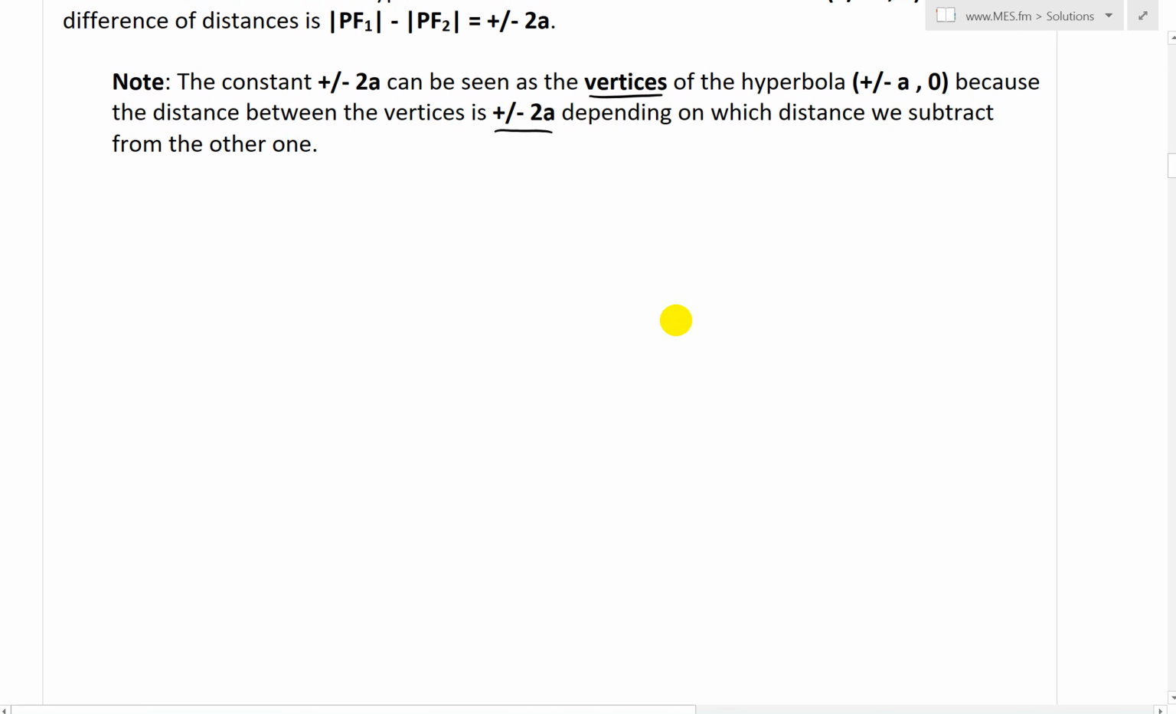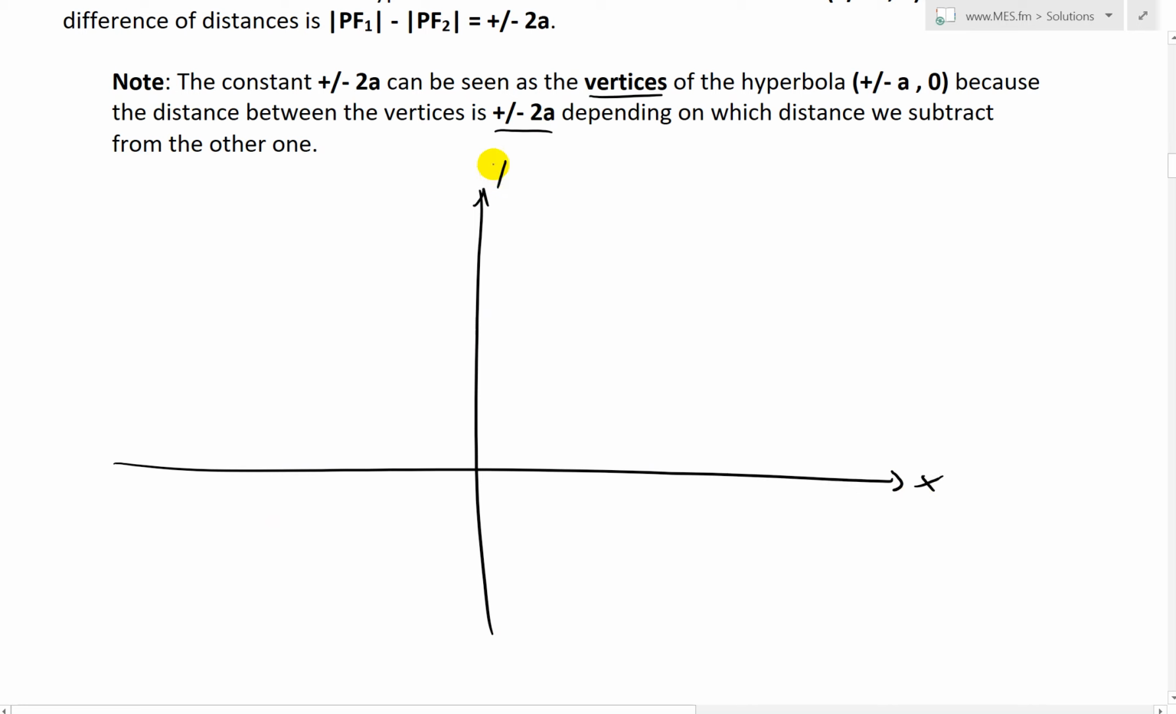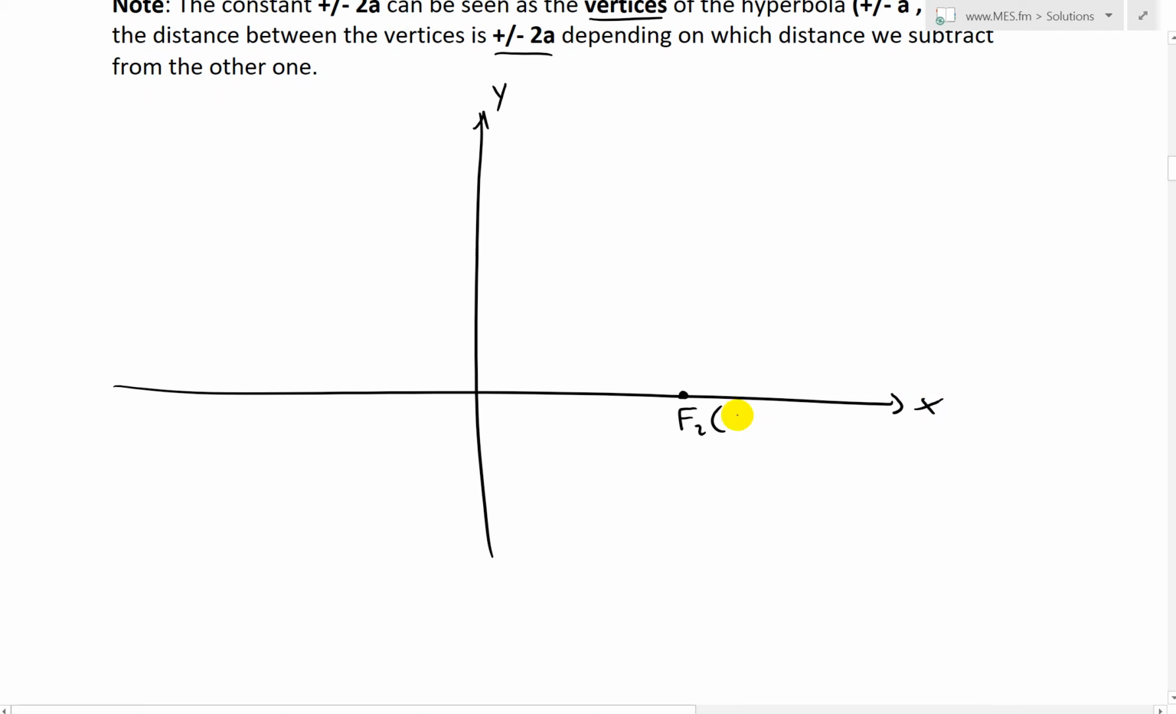If we draw the hyperbola again, it's going to look something like this, and this is our foci. I'll call this F2, and it's going to be at positive c and 0. F1 is going to be across here, at negative c and 0. And now the vertices are going to be here. This one can be negative a and 0. And then we have all the way here. I'm just going to put an arrow instead.